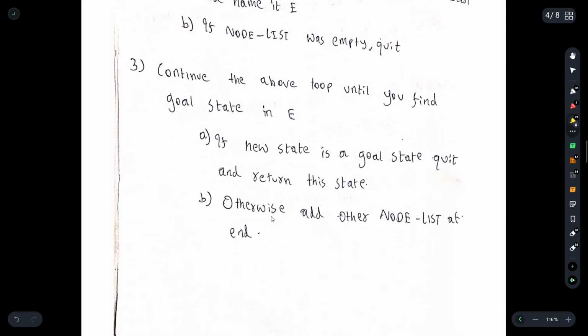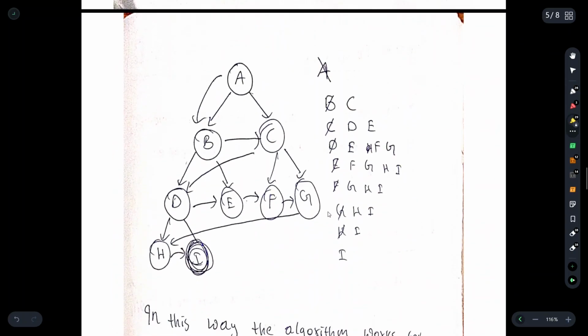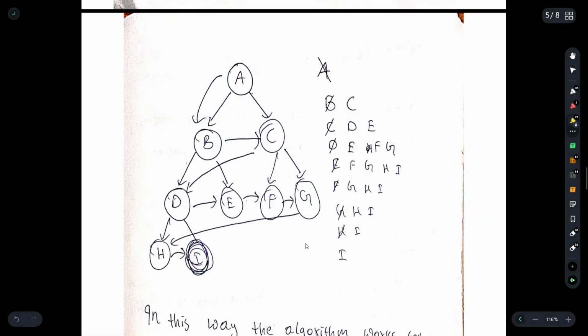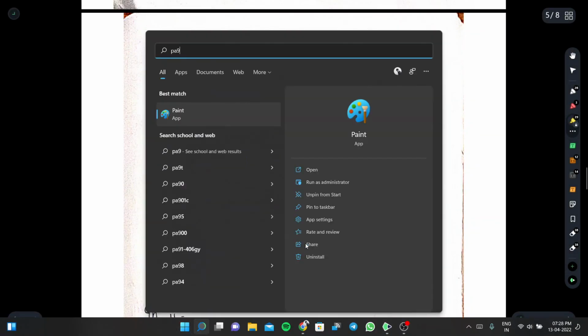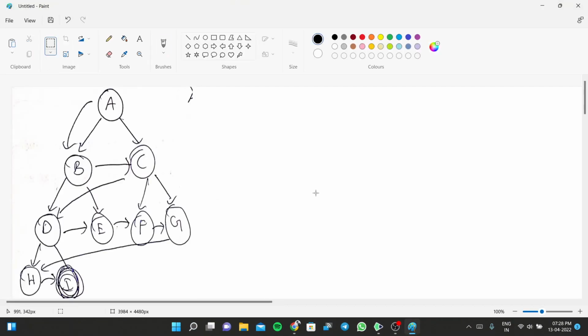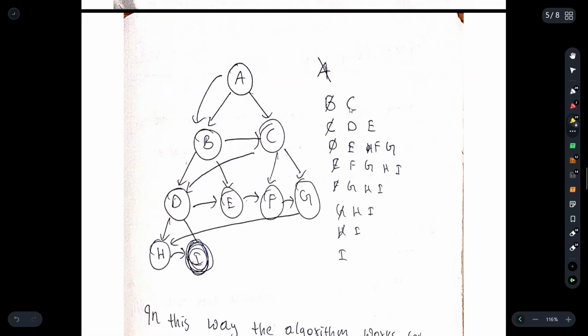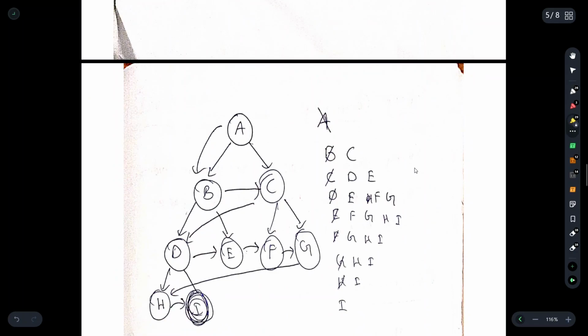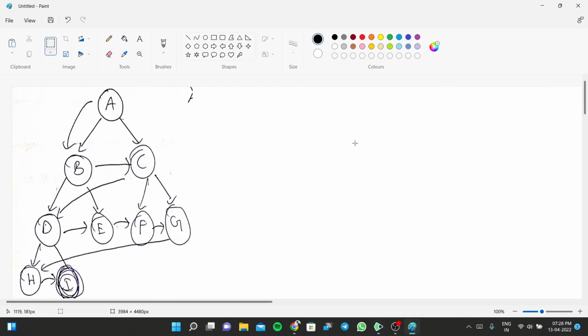Before getting into this algorithm, first we will try to solve this particular problem. Now here we can see the nodes A, B, C, D. Basically, breadth first search uses the queue data structure, whereas depth first search uses the stack data structure. So what is a queue and what is a stack, we will see here.